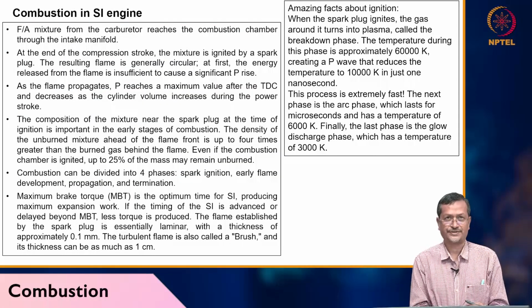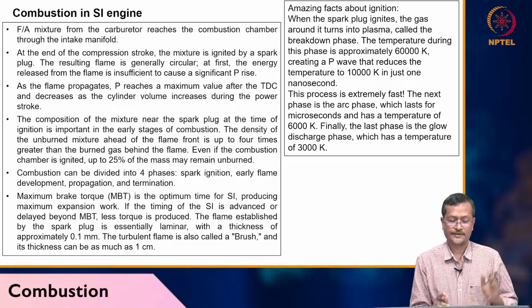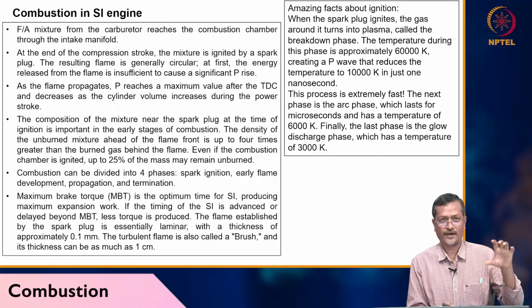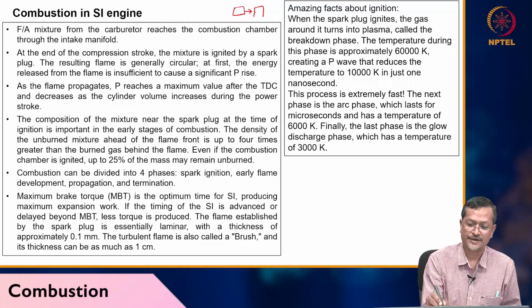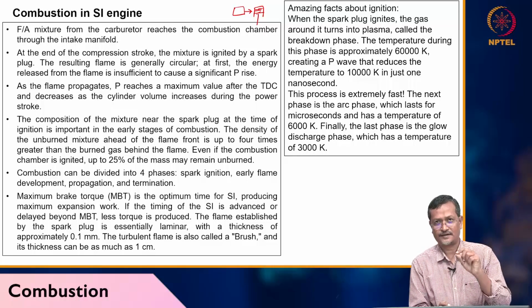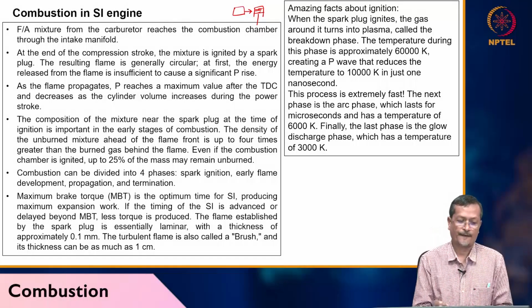Combustion in SI engine: fuel air mixture from the carburetor. In an SI engine, you will have one carburetor, which mixes fuel and air. After that, it is injected into the cylinder. The carburetor is outside, and it injects the fuel air mixture into the cylinder. So the cylinder is not getting air separately or fuel separately. The carburetor mixes it, then supplies it to your engine.